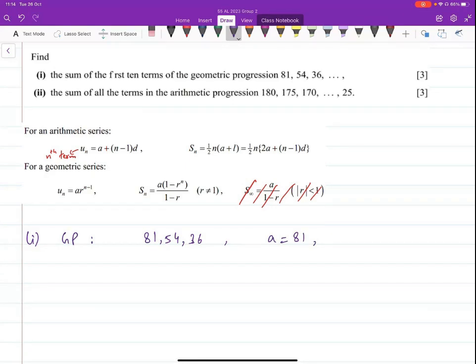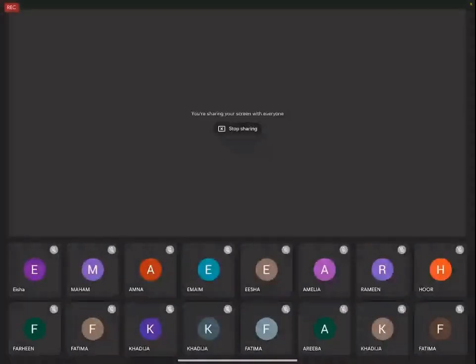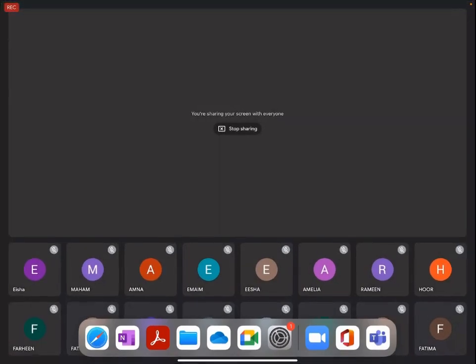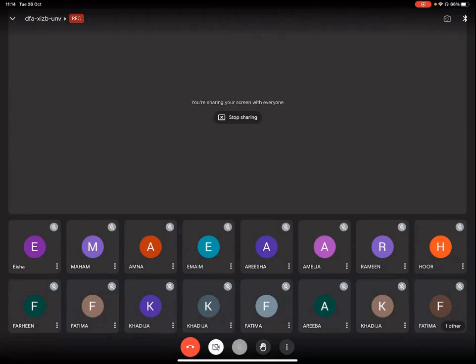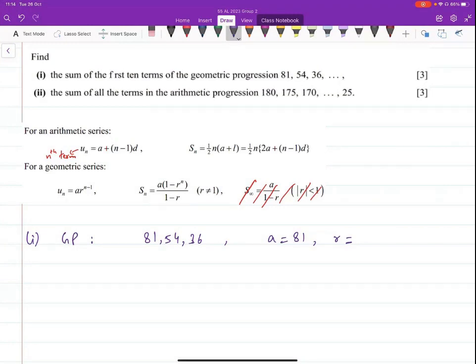In a geometric progression, what is the other thing that you need? The other thing that you need is the ratio. What's the ratio here? What is the ratio in this sequence? Any idea? What's the ratio? How do you calculate that? Sir, it's 2 by 3. It's 2 over 3. And how do we do that?